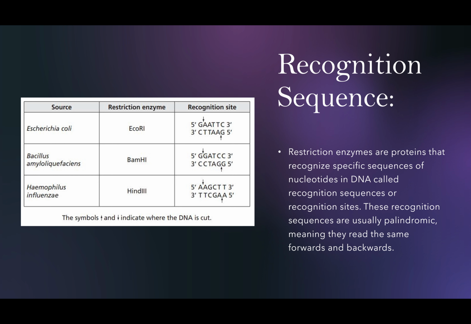These tend to be palindromic in nature, and this means it reads the same way forward as backwards. And here we have E. coli, here we have Bacillus species and a Haemophilus species. And there are different restriction enzymes that we get from those sources. So these bacteria produce these restriction enzymes that cut at these specific sites.